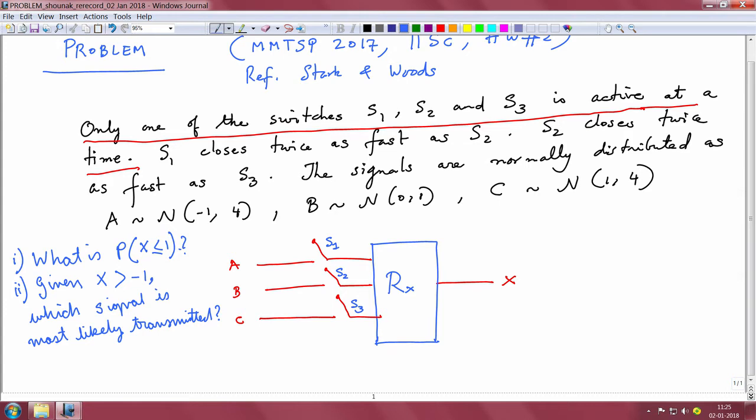A very important condition that I have underlined over here is that only one of the switches S1, S2, S3 is active at one time. S1 closes twice as fast as S2 and S2 closes twice as fast as S3, and the random variables A, B and C are normally distributed with the mean and variance as given here. We have to first calculate the probability that X is less than or equal to 1, and next, given X is greater than -1, which signal is most likely transmitted. So, we will start working with the first problem.